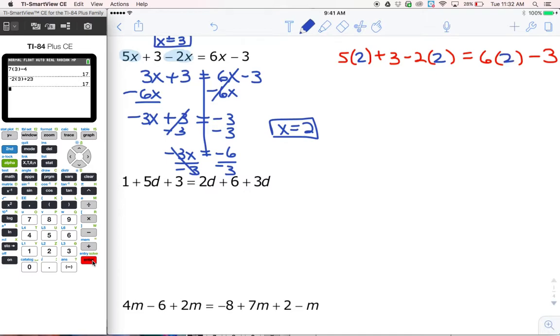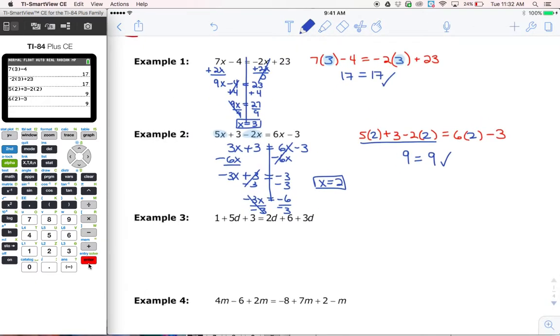Let's start with this left side. When I plug that into my calculator, if you want to do this in your head, you can. Just make sure you're doing correct order of operations. Left side is giving me 9. The right side hopefully also gives me 9. 6 parentheses, 2 parentheses, minus 3. And we also get 9. We checked our work. We're good to go. 2 is our answer.